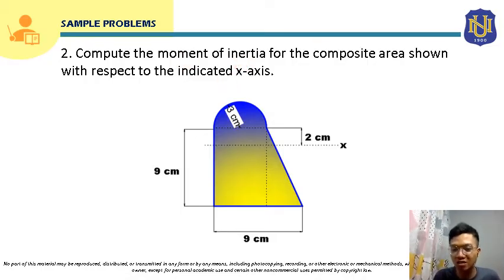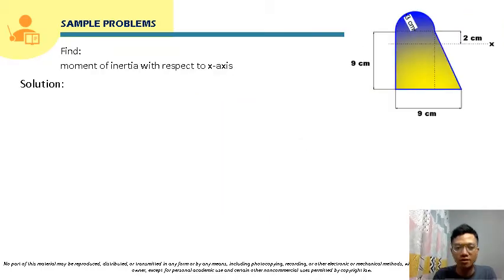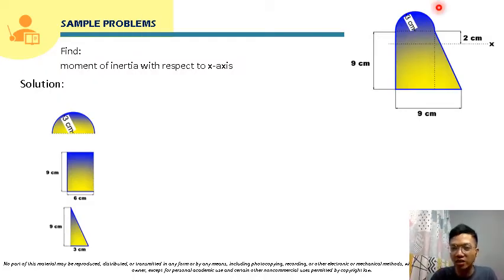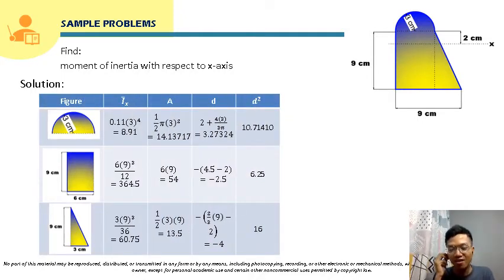Let's start solving this. We can divide this composite area into a semicircle, a rectangle, and a triangle. For the triangle, the height is 9 centimeters, and the base will be 9 minus 6, so this will be 3 centimeters. We can construct a table here and solve for its Ix bar, since we are going to solve for the moment of inertia with respect to the x-axis.